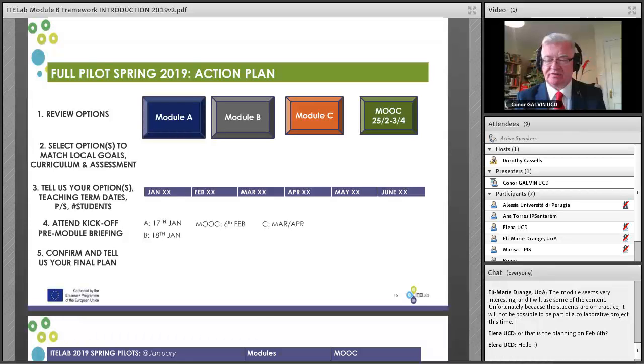Something just came in there. The module seems interesting. Ellie Marie is saying she'll be using some of the content. It's not possible to be involved in part of the collaborative project.